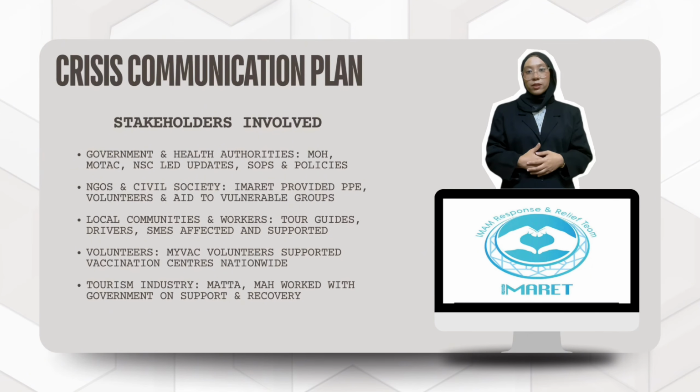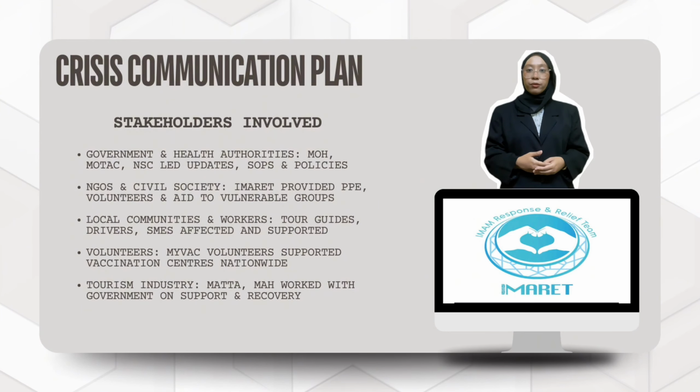Second, the NGOs and civil society groups supported vulnerable communities. Organizations like IMARID mobilized volunteers, distributed personal protective equipment and also provided aid to low-income families and refugees. They also helped educate the public about COVID-19 safety and encouraged vaccinations.